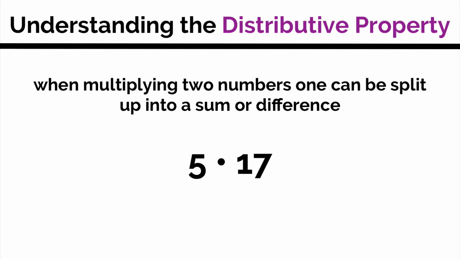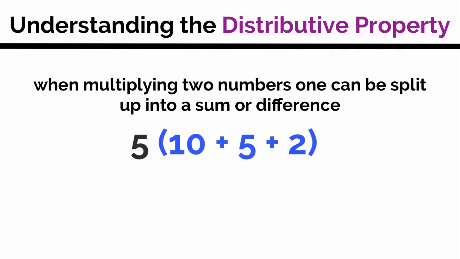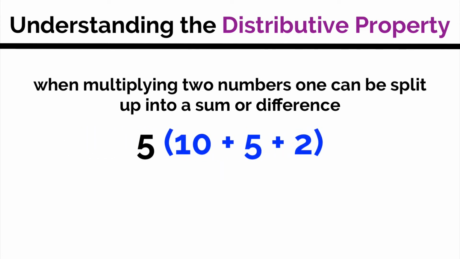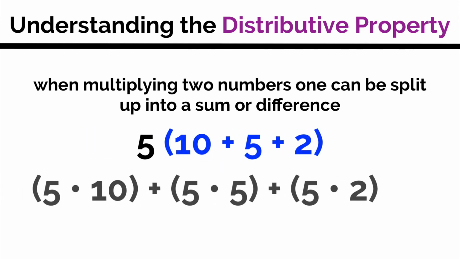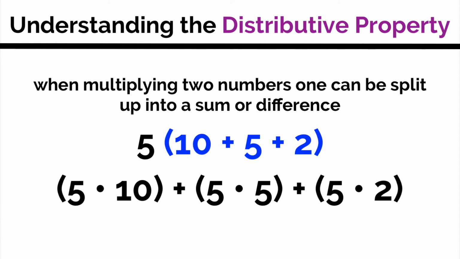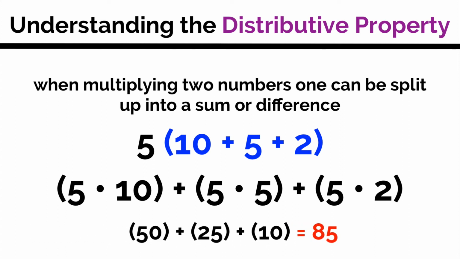If we don't want to write down a calculation, we can easily do this within our heads if we split 17 up into 10 plus 5 plus 2. And now, we can distribute the 5 across the sum. These can be done easily in your head, and we get 50 plus 25 plus 10, which equals 85. This sort of mental trickery is very useful for multiplying large numbers. So let's move on to that topic next.